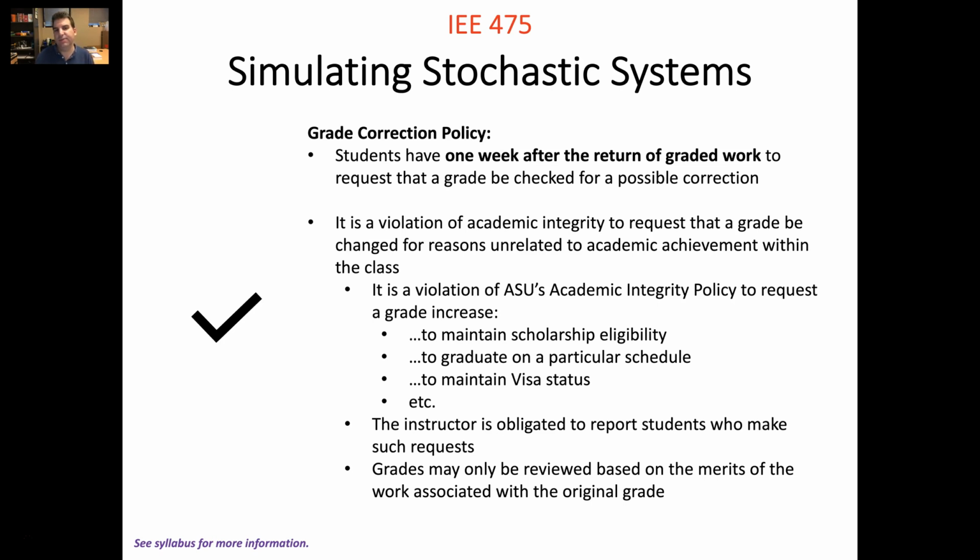For grade corrections, there is a similar deadline where after we return the work to you, you have 1 week to get back to us to request a grade correction. And it turns out that at ASU, the provost has a policy that if you request the grade be changed for reasons unrelated to the merits of your work on that particular assignment, that's academic misconduct. So if you request that, say, your grade for the course be raised so that you can maintain visa status or scholarship eligibility or to graduate on a particular schedule, none of those things have to do with the merits of the work that you turned in. And consequently, an instructor is obligated to report you to the Academic Integrity Office in the Dean's office. And so if you're coming for a grade correction, make sure it's about the merits of the assignment, because if it's about anything else, we're obligated to report you for academic misconduct.